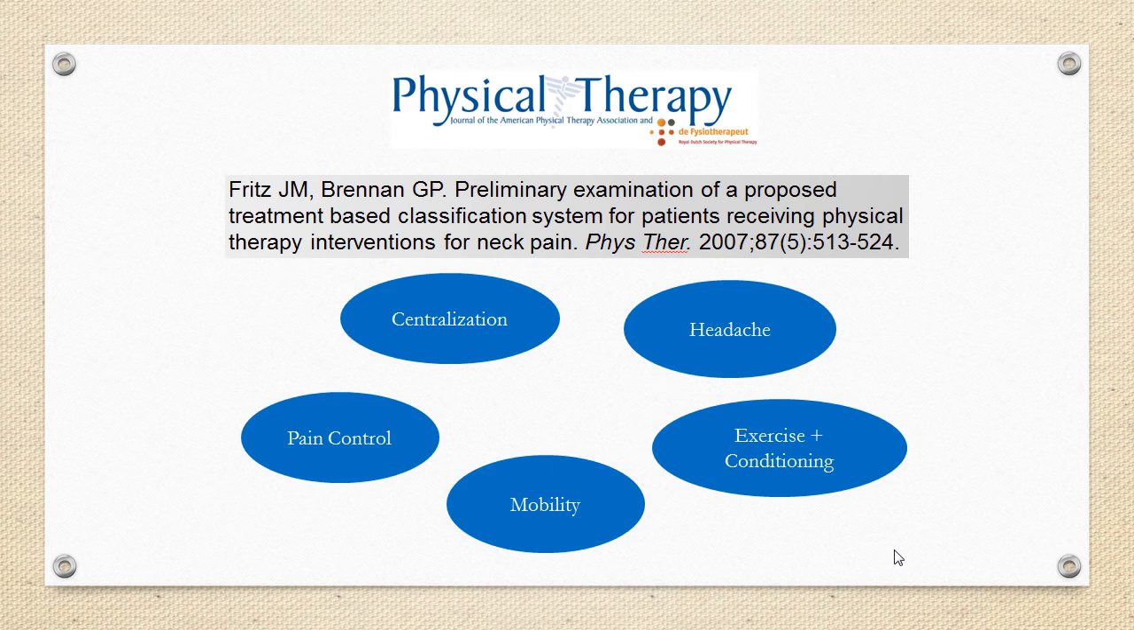So Fritz and Brennan looked at a preliminary examination of a proposed treatment-based classification system for patients receiving physical therapy interventions for neck pain. The purpose was to describe the proposed classification system. They used a standardized method for collecting baseline and intervention data. Outcome variables used included the Neck Disability Index, the numeric pain rating scale, and the number of visits. Treatment provided to the patient was at the discretion of the therapist. Once the treatment was completed, each patient was classified based on the baseline variables taken. Interventions were then categorized as being matched or not matched, and their overall outcomes were compared.